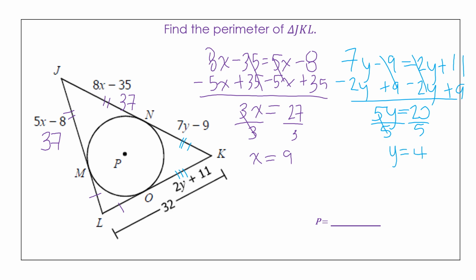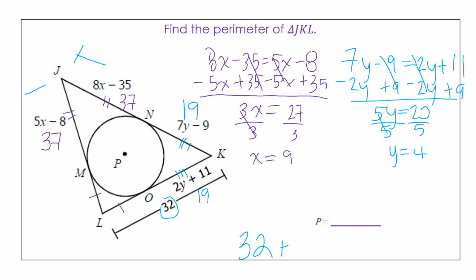Now I'm going to plug it in. 7 times 4 is 28, and 28 minus 9 is 19. 2 times 4 is 8, and 8 plus 11 is 19. So now, looking at the figure, we have the full length of LK, which is 32. That was given to us right there.